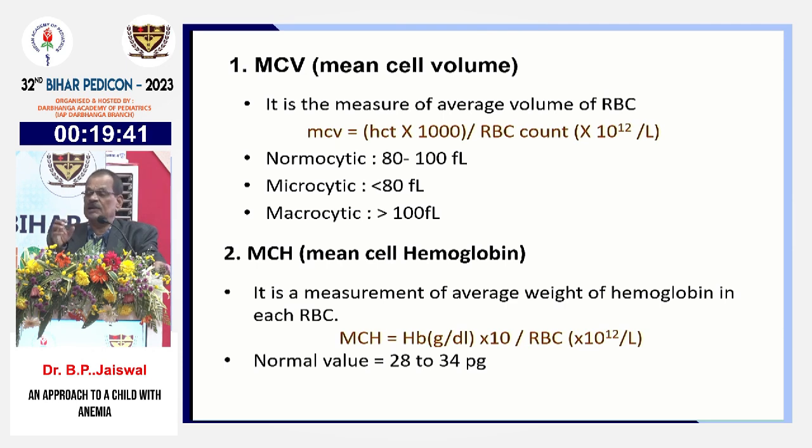Give it 10 minutes of time; I am saying this even to practitioners, then it will not seem as cumbersome as it appears. MCH is the measurement of the average weight of hemoglobin in each RBC. This is very interesting. That is MCH, and you can calculate it with the help of this formula: MCH is equal to hemoglobin in gram per dl into 10 divided by RBC count in 10 to the power 12 per liter. Normal value is 28 to 34 picogram.